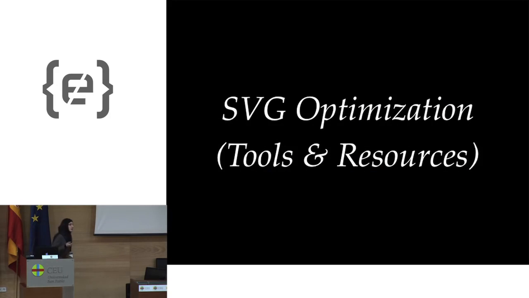Now, one of the most important things that you have to do if you're going to work with SVG is to optimize them. Optimize them as much as possible for many reasons. Number one, performance. Number two, to have clean, optimized, readable code that you can actually work with and use. There are many optimization tools.